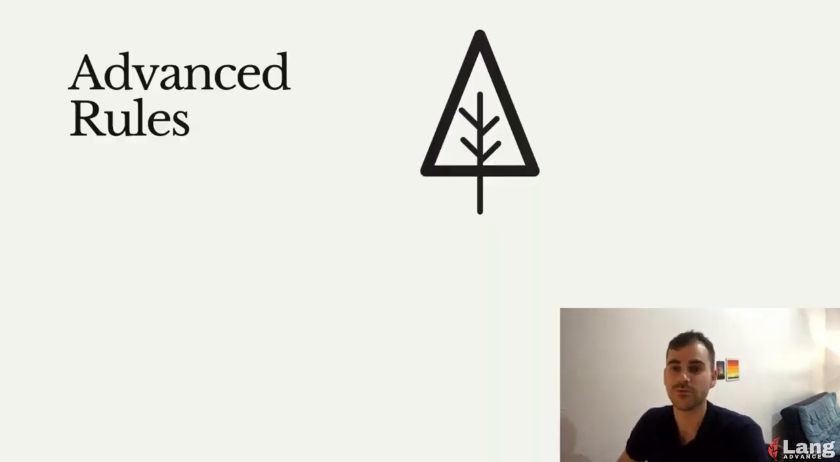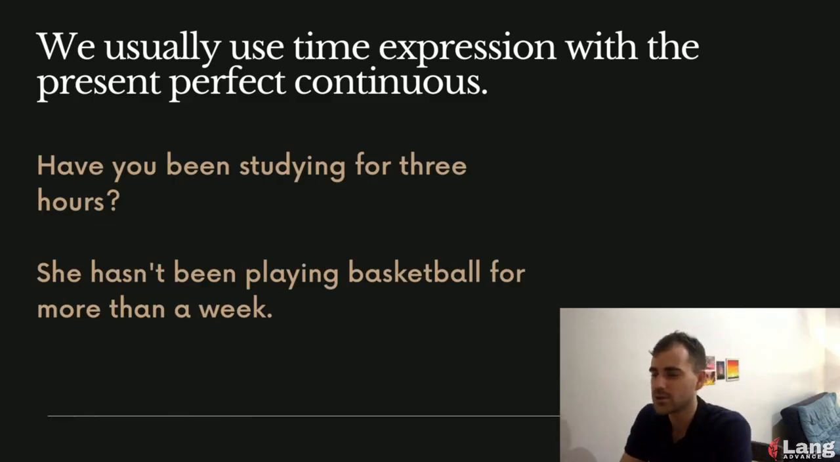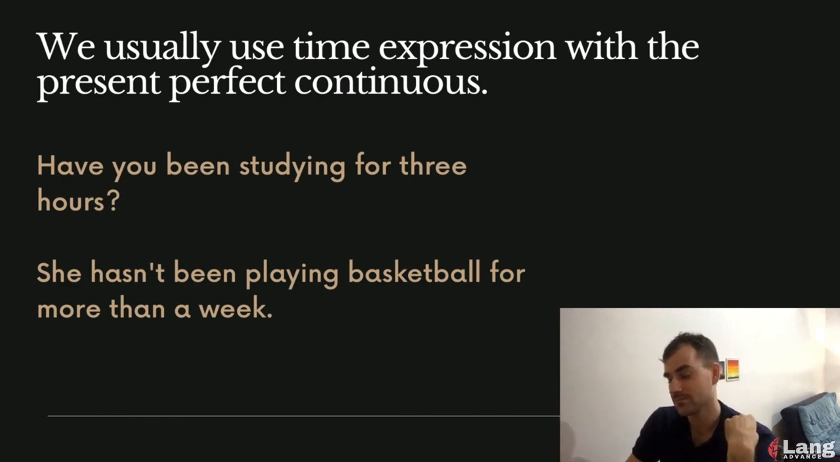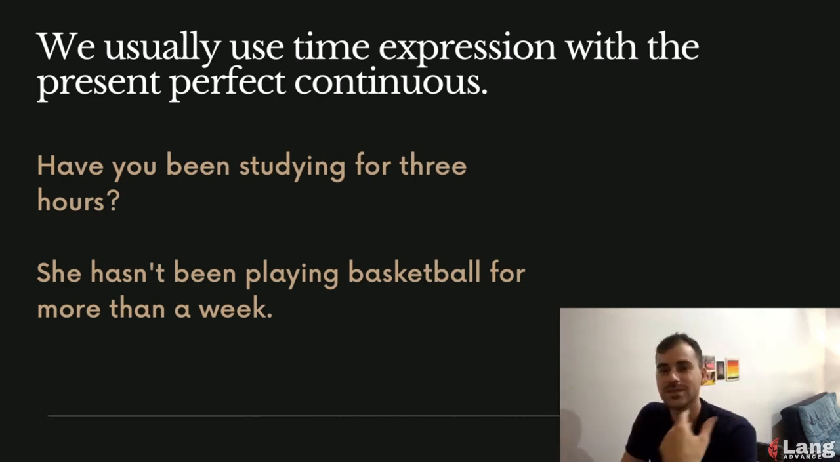Those are the basic rules for using the present perfect continuous tense. It's used to describe a past action that was continuing for some time and may be continuing at the present moment into the future. These are advanced rules. We usually use a time expression with the present perfect continuous. For example, have you been studying for 3 hours? 3 hours is a time expression. She hasn't been playing basketball for more than a week. More than a week. In both these sentences, we explicitly mention the time.